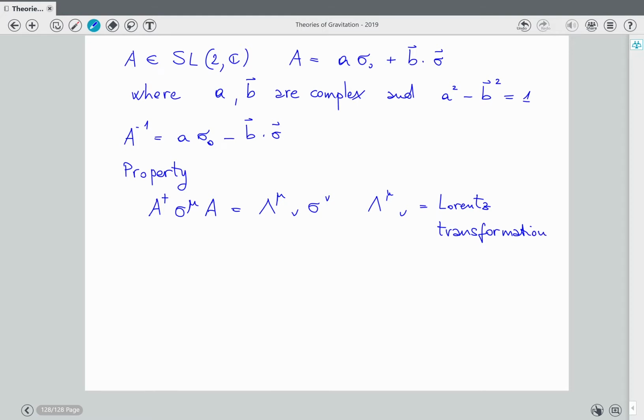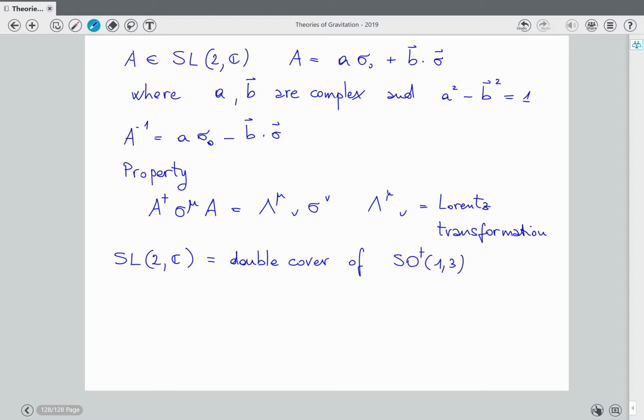And actually the property is that SL2C is the double cover of what? Of the SO13 plus, which is the special, or 31, depends if you want to write SO13 or 31. Which means the component, plus means the component of the Lorentz group that contains the identity, because the Lorentz group has several components.